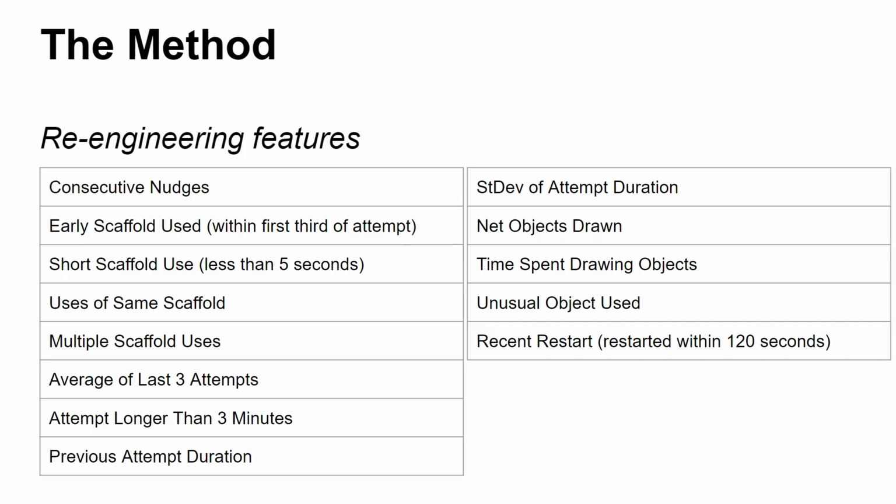Net objects drawn is a descriptor of how many objects are on the screen at once. It's the number of objects that a student has drawn so far in an attempt, minus the number of objects that they have erased or deleted in that attempt. And for unusual object used, each level in Physics Playground has one or two underlying knowledge components, or KCs. And these KCs correspond to the simple machines that should be used to solve the level, in order to correctly apply the physics principles that the level is meant to illustrate. So if a student draws a machine that's not used to solve the level using the appropriate KC, such as if a student draws a pendulum on a level that is supposed to use a ramp, we call that an unusual object use.